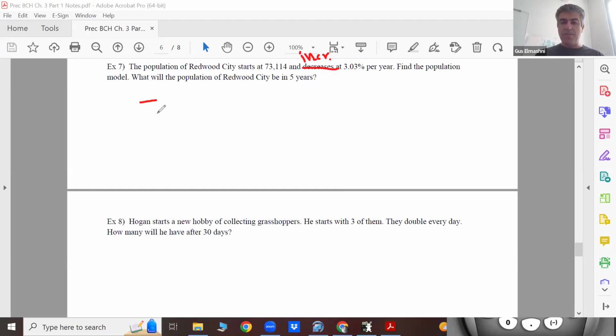Okay, so you've got 73,114 people right now in Redwood City. I think it's more than that, but you do 1 plus 0.0303 raised to the fifth power. And you work that out.